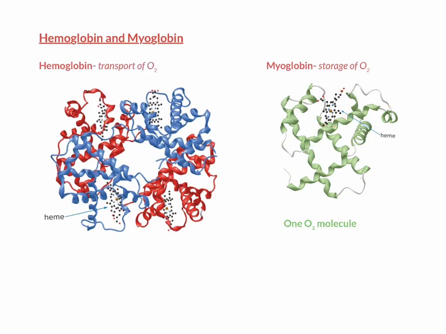Hemoglobin, which is present in red blood cells, is the oxygen transport protein in animals. Hemoglobin has 4 peptide chains, each with a heme group. So each hemoglobin can actually transport 4 molecules of oxygen from the lungs to the tissues. Oxygen is transferred from hemoglobin to myoglobin, since myoglobin has the stronger affinity for oxygen.